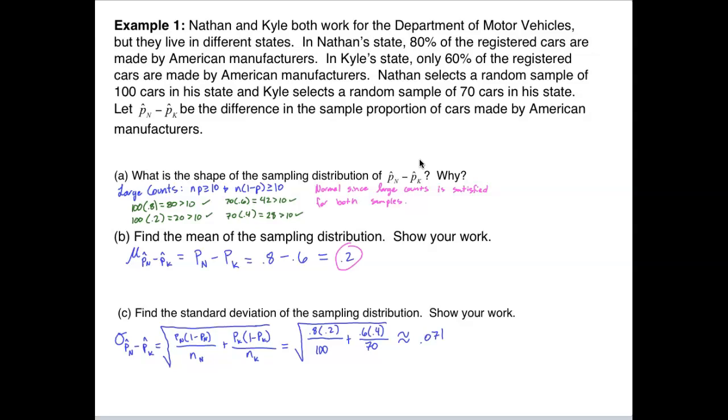And there we go. So if I were to sketch this out, here's what it would look like. The sampling distribution of the difference in sample proportions, p hat n minus p hat k, would center over 0.2. Standard deviation would be approximately 0.071, and the shape would be approximately normal.